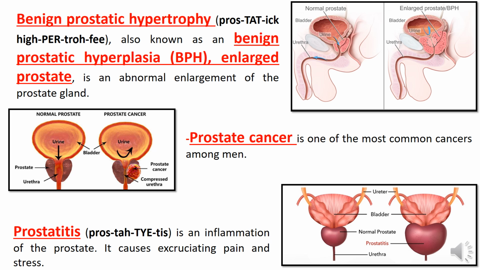So there will be many hesitancy and frequency symptoms. This is a benign condition. When the prostate is taken by tumor, say it's a prostatic cancer, it is one of the most common cancers among men. If there is an inflammation of the prostate, it's called prostatitis. Prostatitis causes excruciating pain and stress.